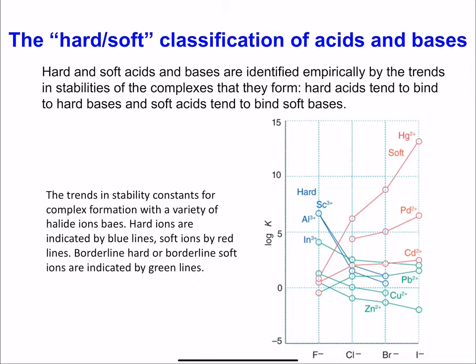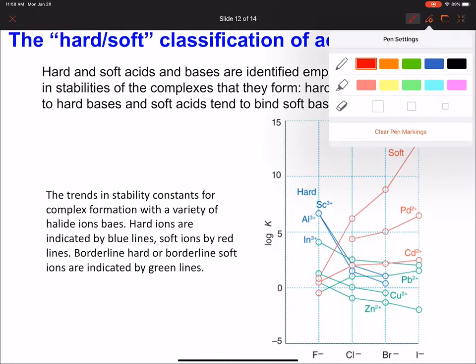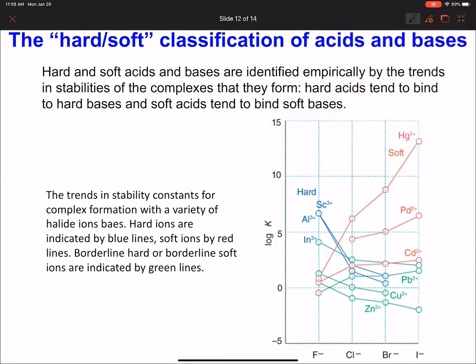So in this case, the blue color one. These 3, scandium, aluminum, and indium, in blue color, are hard Lewis acids. You can see that when they form bonds with the hard Lewis base fluoride, the formation constant here is large. That means they can form strong bonding interactions.